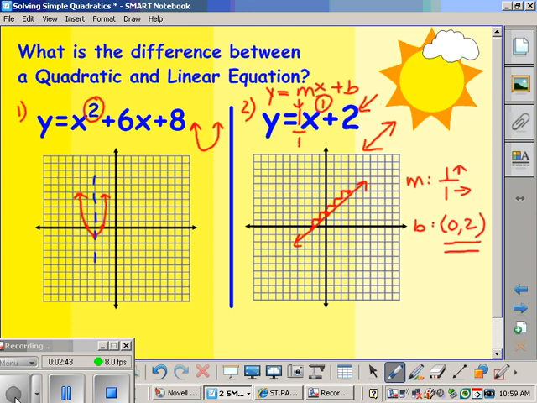So anytime the highest exponent is a 2, that's a quadratic, and we'll graph a parabola. Anytime the highest exponent of the x is a 1, that's a linear equation, and we'll graph a line. Now again, we're going to be focusing on quadratic equations. And what we're going to do is we're going to solve them.